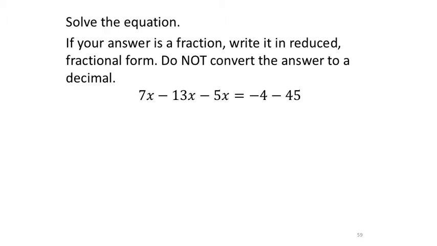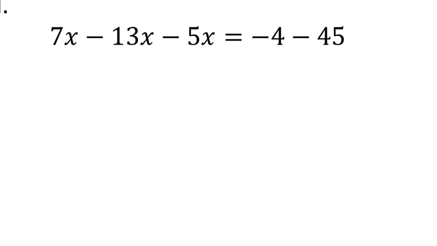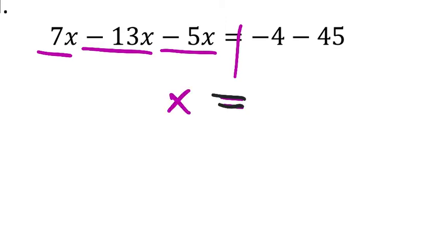No decimals, okay? Well, what you know about this one here is that all the x's are on the left. Let's make this a little bigger, right? Hey, look, 7x, negative 13x, and negative 5x. They're all on the left side of the equal sign. So how many x's is this when we combine them? Well, you have 7x minus 13x, which would be negative 6x. And then you subtract 5x, which would be negative 11x. So that's what I get when I combine these.